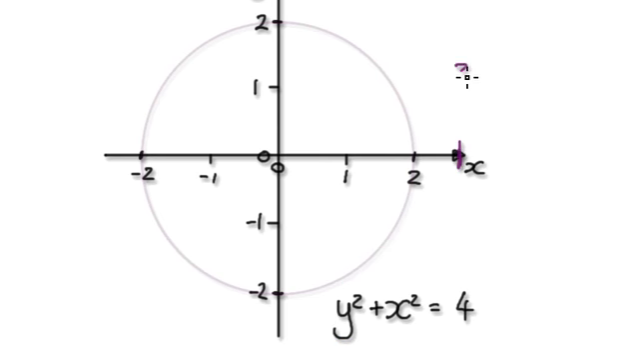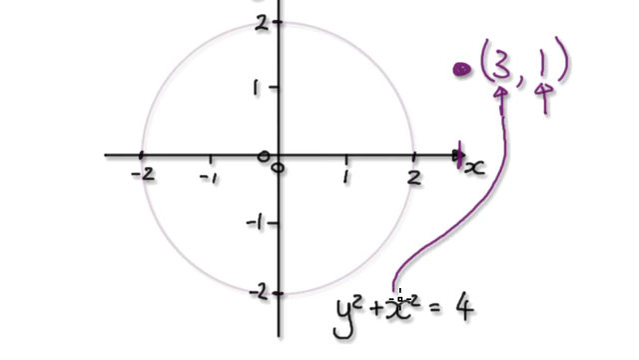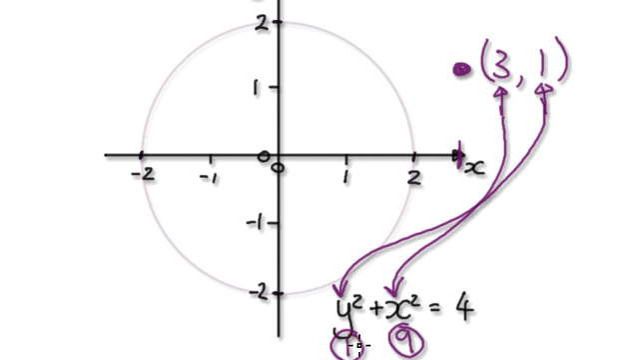Let's try another point here. Let's say 3, 1. So this is the x coordinate, and this is the y. Put this into the x here, so 3 squared would be 9. Then put this into here, so 1 squared will be 1. So 1 plus 9 doesn't equal 4. So this point here is no good.